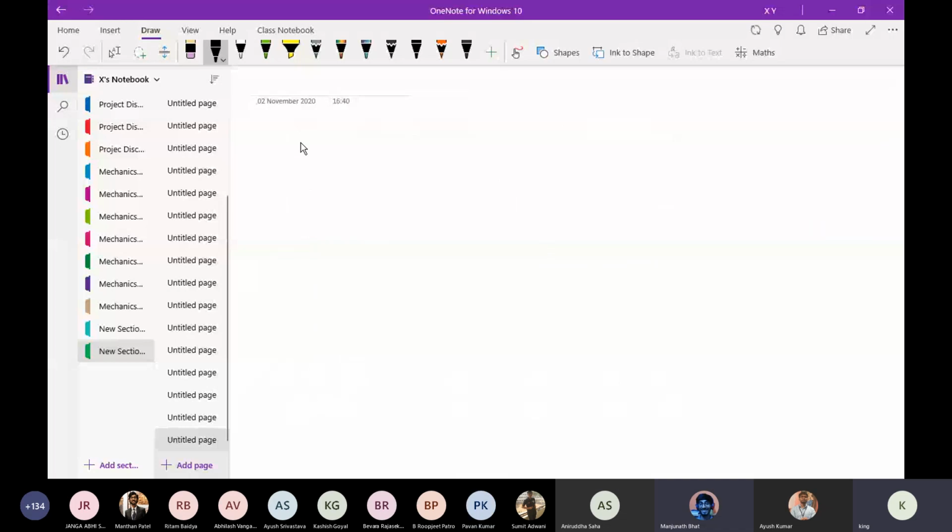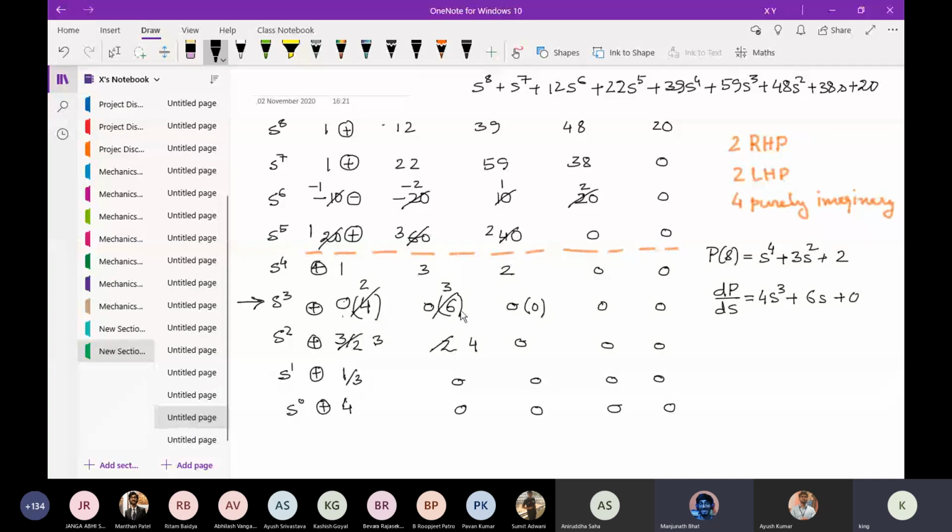Sir, will the 4 purely imaginary roots be the roots of the P of S, s to the 4 plus 3? These 4 purely imaginary roots are coming from this. Because there is no sign change for the s to the power 4 polynomial, when you do this you are actually effectively doing the Routh array for this polynomial. And this shows no sign changes. So it means that it does not have any roots on the right hand plane. So 2 things are ruled out.